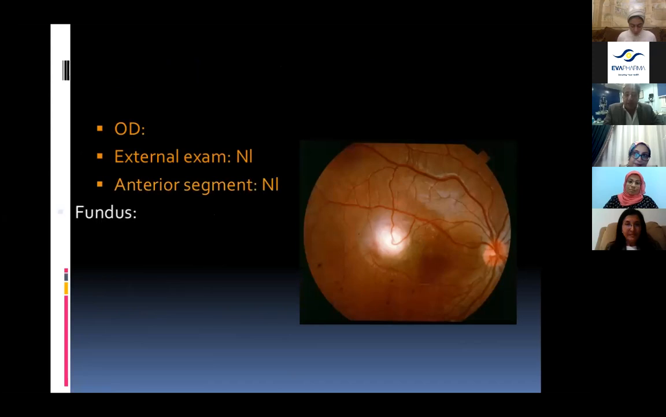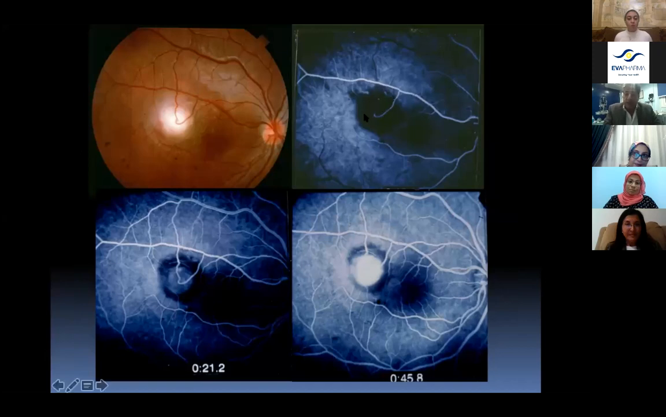The mass is surrounded by subretinal fluid, with an exudative detachment and 1+ vitreous cells. And this is her fluorescein angiography: hypofluorescence, then pooling of the dye, eventually staining and pooling of the dye with the subretinal fluid around the mass touching upon the fovea.